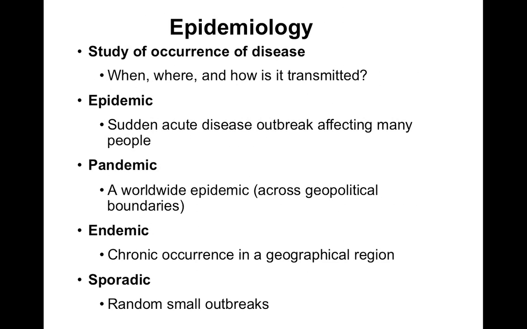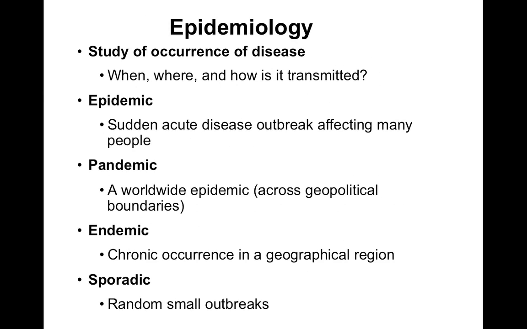So epidemiology is the study of occurrences of diseases. An epidemic is a sudden acute disease outbreak affecting many people, within a localized area. A pandemic is a worldwide epidemic. And an endemic is a chronic occurrence in a geographical region.